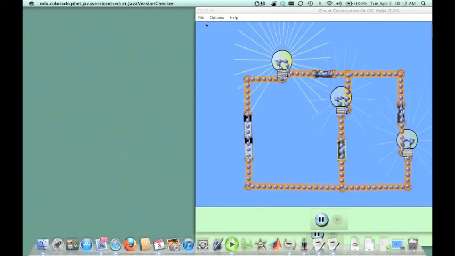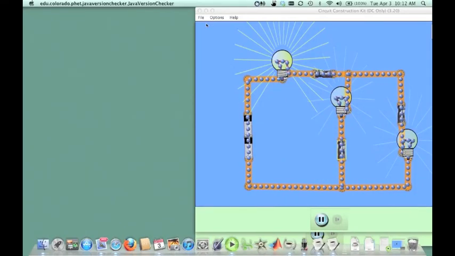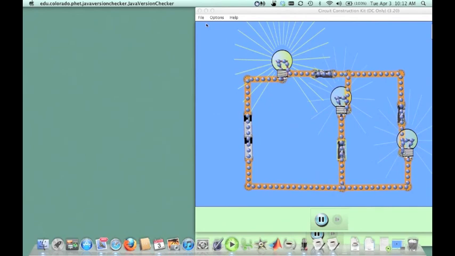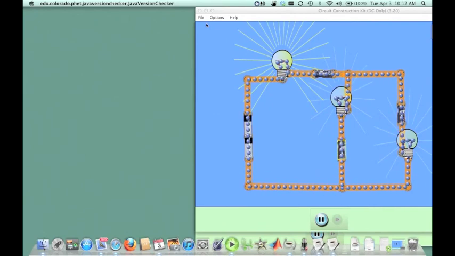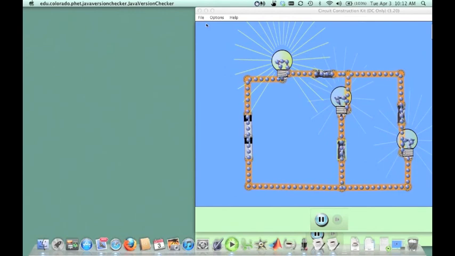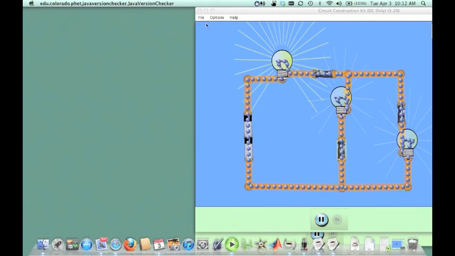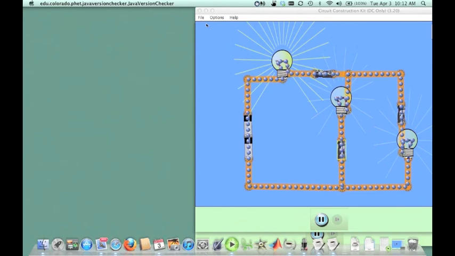Let's move on to another circuit. In this circuit, we have three light bulbs connected in the way that you can see there. And I have some switches there that I can open or close. Let's think about first, why do those light bulbs have different brightness?